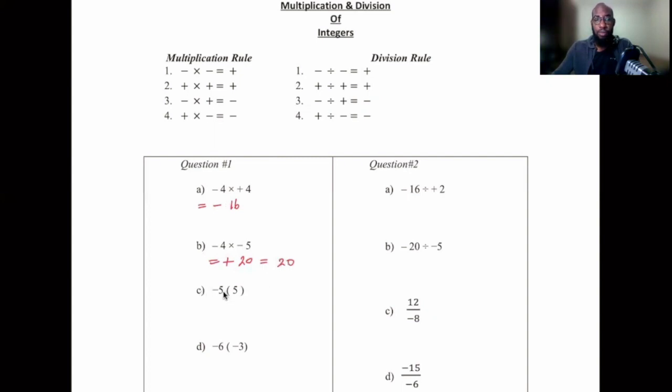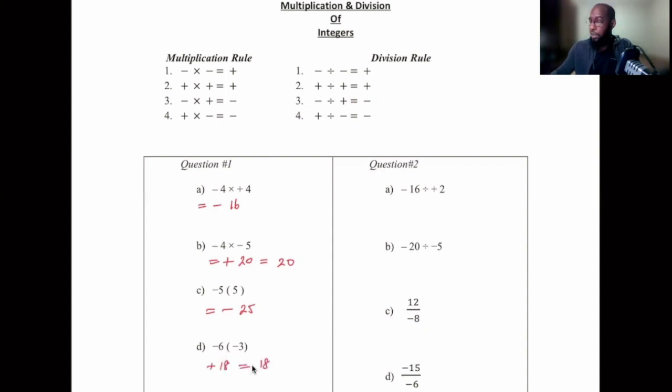Let's look at this one. We have brackets. Bracket means multiplication. Multiplying two different signs, minus 5 5s are 25. There's the answer right here. Part D, multiplying two same signs, positive, 6 3s are 18. The answer is just 18.